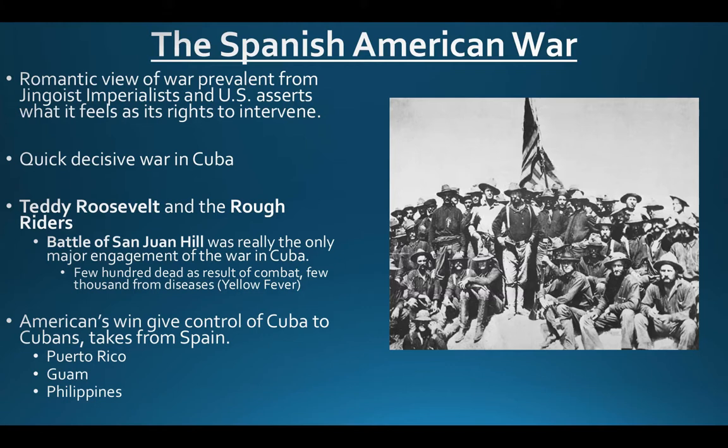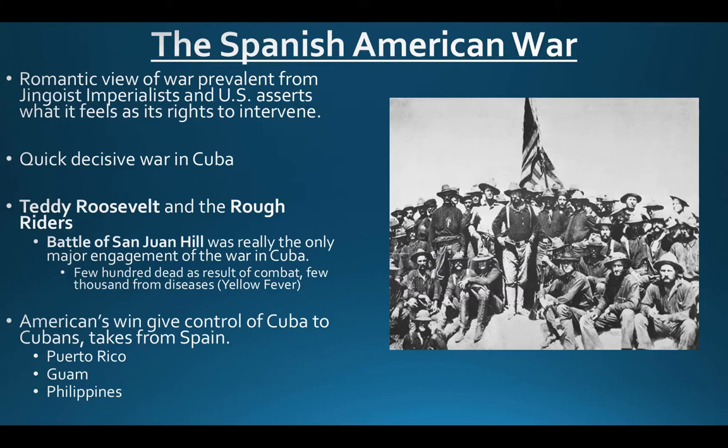Teddy Roosevelt will have resigned his post as the Undersecretary of the Navy. He's going to create a volunteer cavalry unit known as the Rough Riders, and he will lead a major battle of San Juan Hill, which is really one of the only big major engagements, and they're going to take this hill right from the Spanish. And throughout the whole course of the war, there will only be a few hundred American soldiers that have died as a result of the combat itself. And really just a few thousand will have died from the tropical diseases such as yellow fever, right?